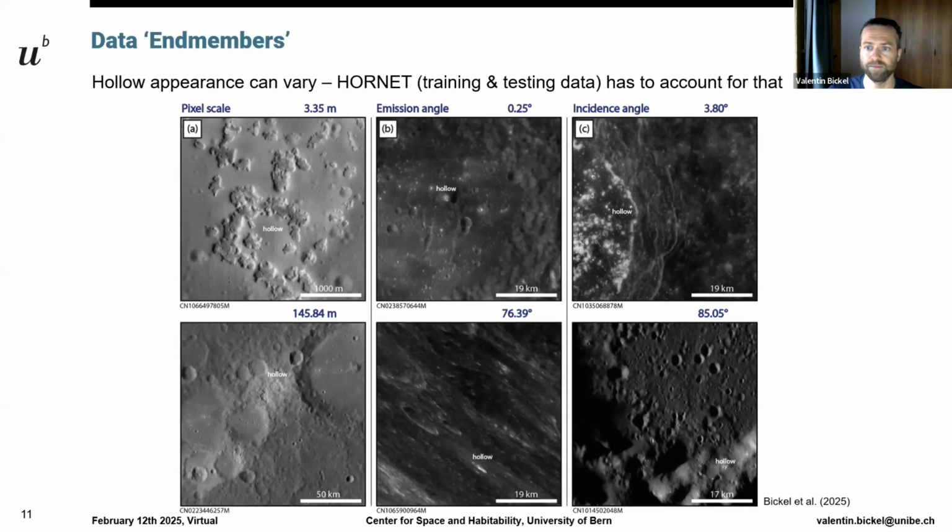And then in the center, you see the same for emission angles, a very low emission angle at the top and a very high emission angle at the bottom. And you can see how circular craters become very elongated at high emission angles, right? And of course, our model has to understand that as well. And then on the far right, we see incidence angle: on the top, a low incidence angle, no shadows. The reflectance of the surface is dominated by albedo. So we see how the hollows appear in all their glorious brightness. And at the bottom, very high incidence angle, 85 degrees, long shadows, and we barely see hollows anymore. So our model has to be able to deal with all of that.